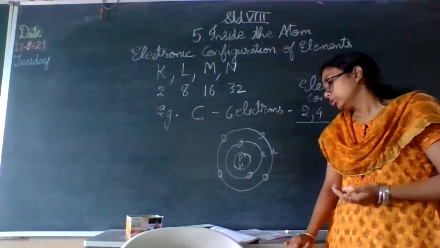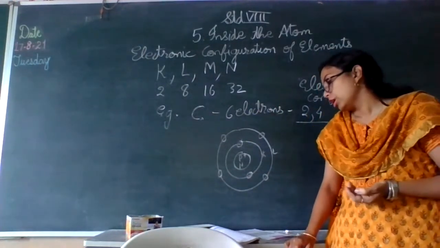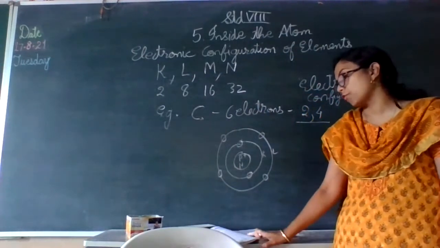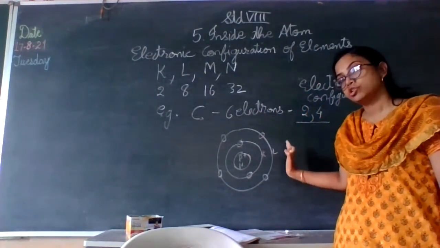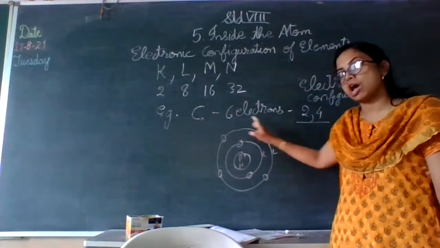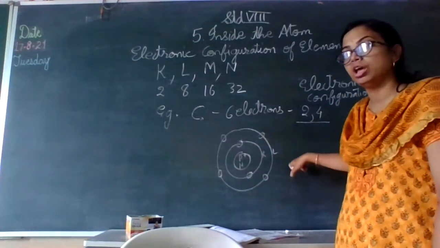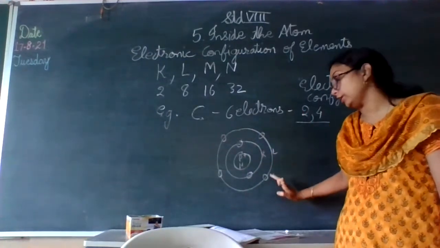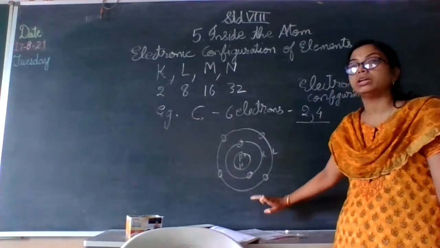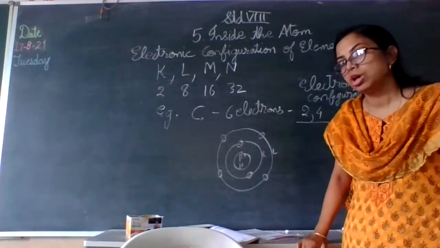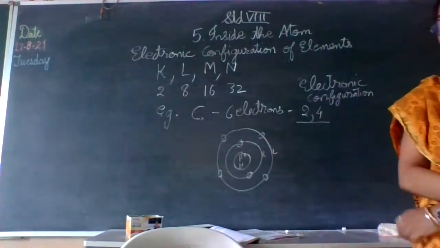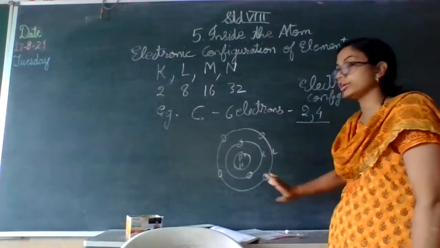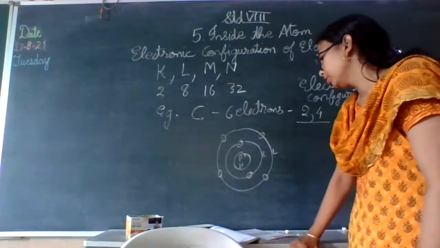Now, the valency of an atom is determined by the configuration of its outermost shell. Now you can see in case of carbon, as the example we have taken, the outermost orbit is incomplete. It can accommodate 8 electrons, but only 4 are present. So 4 more it can accept, or 4 it can give and share and attain stability.